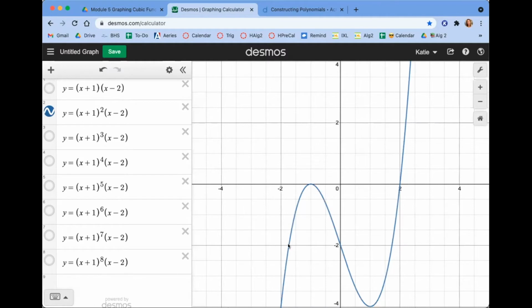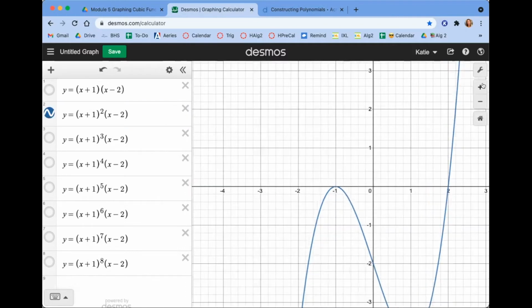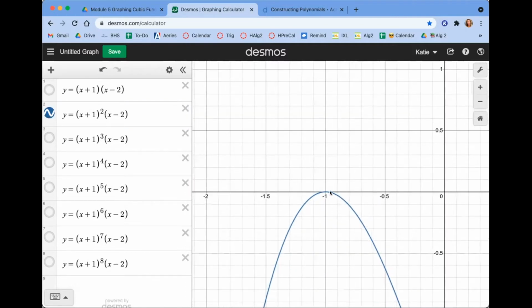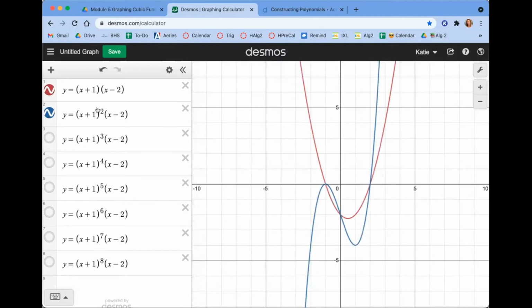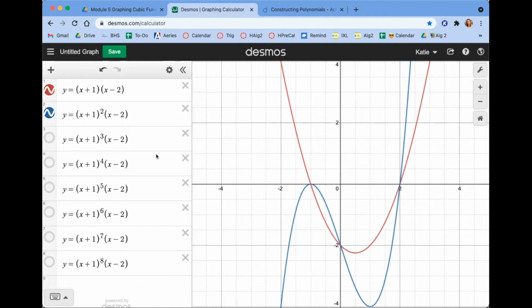One thing I notice is that we have this intercept happening at -1. And if we zoom in, we notice that we're actually not crossing the x-axis anymore. So in contrast to what we had in our original function, we had a traditional intersection between the function and the x-axis. Here, we are just bouncing off the x-axis at that point.